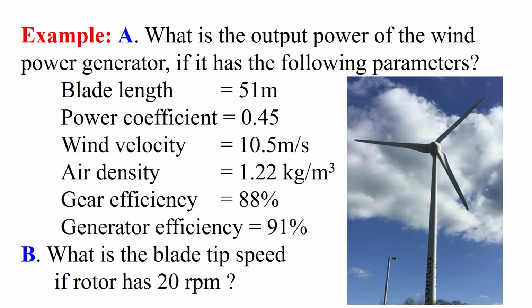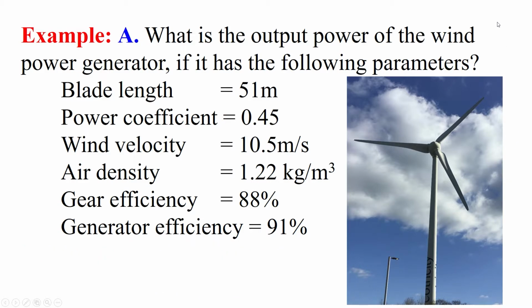Let's do a typical calculation to compute the power with an example. Part A, what is the output power of the wind turbine or wind power generator if it has the following parameters? You are given blade length, power coefficient, wind velocity, air density, gear efficiency, generator efficiency. And part B, what is the blade tip speed if rotor has 20 rpm? So let's try to understand what they are.